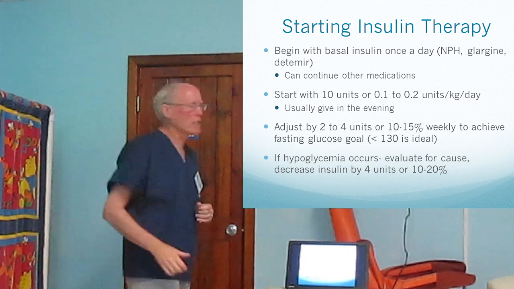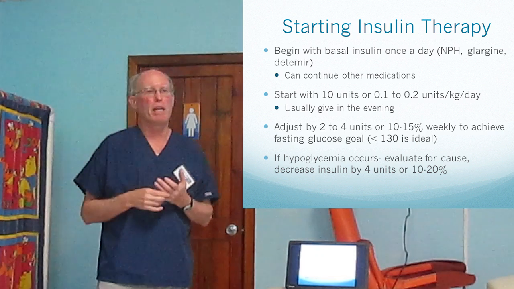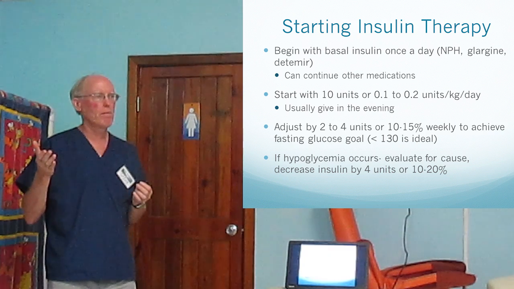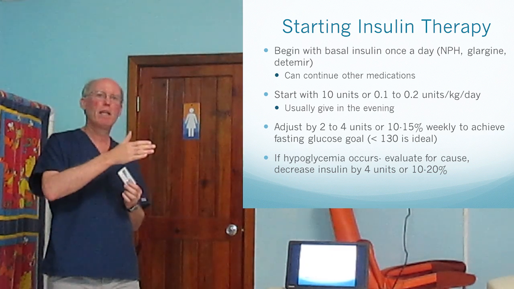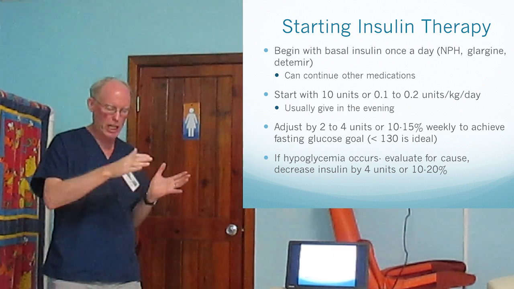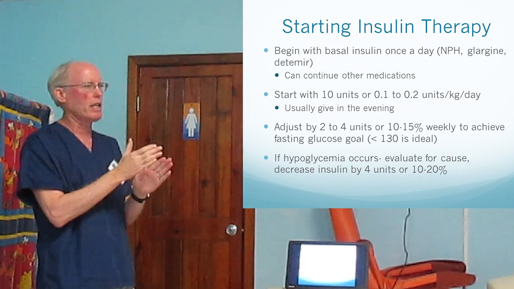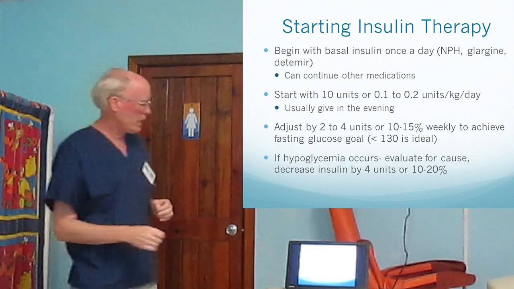Usually when we start basal insulin, even if it's NPH, we start it in the evening. It seems that insulin is more effective when it's given in the evening. There are actually hormonal changes in the body that cause glucose levels to go up at night, and so if people get their insulin in the evening, even if it's NPH, it tends to be more effective.